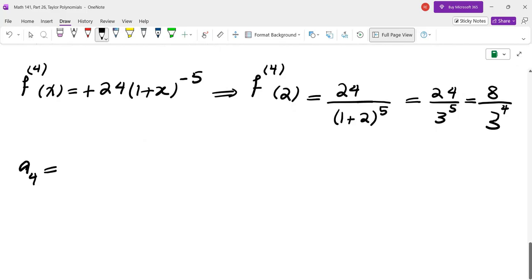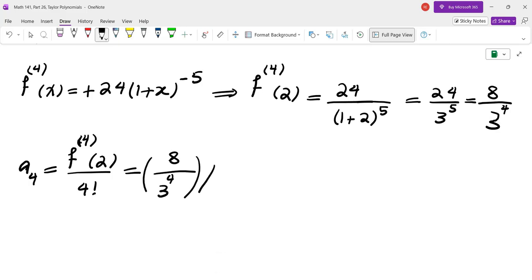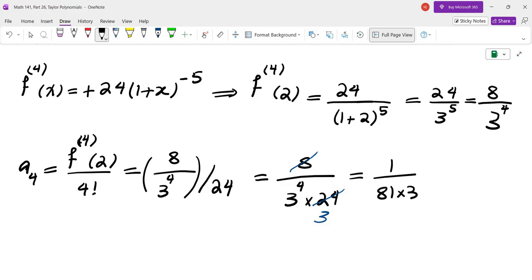So a4 is going to be f4 of 2 divided by 4 factorial by the formula that we had up there. So this would be 8 over 3 to the 4th divided by 4 factorial. 4 factorial is 1 times 2 times 3 times 4. That is 24. So this would be 8 over 3 to the 4th times 24. We can simplify this. This is 1. This is 3. That is 3 to the 5th. 3 to the 4th is 81 times 3. So that would be 1 over 243. So the answer is 1 over 243.